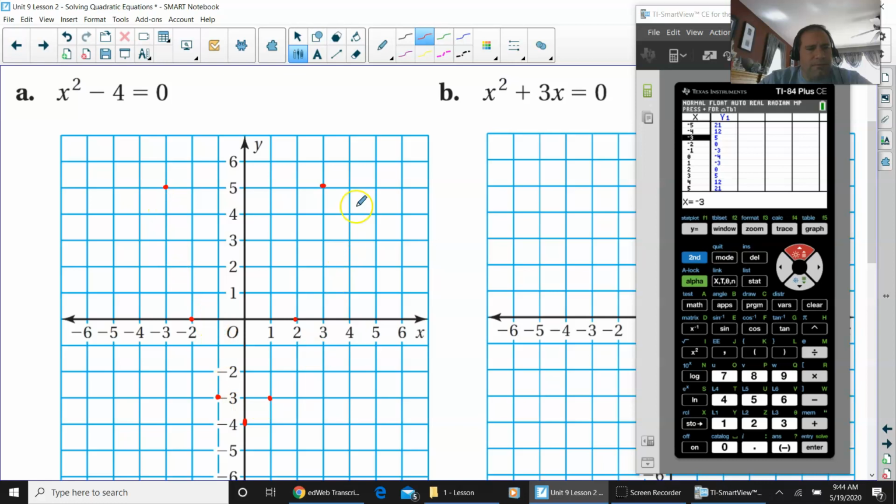Go ahead, draw your parabola connecting those points, and you should probably name that vertex. We're going to name the vertex for each one, and that's it. So press pause to do A and B now. Press pause now.